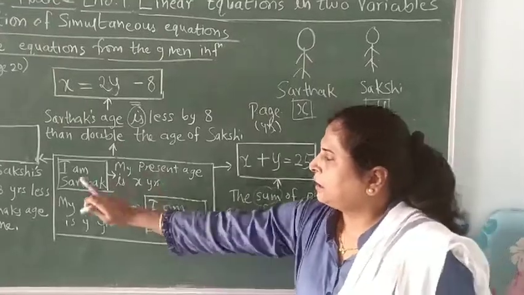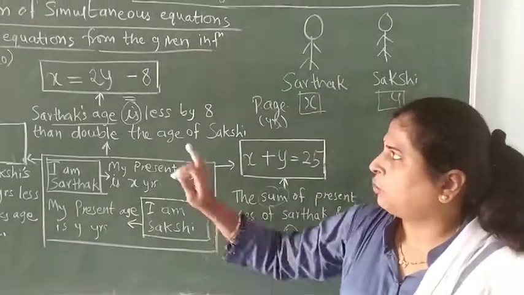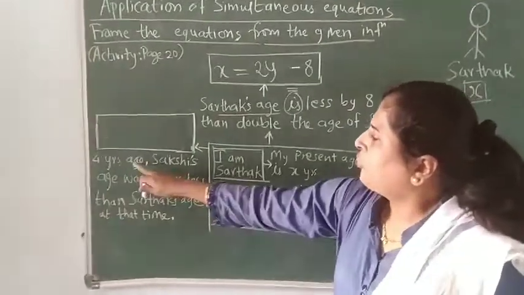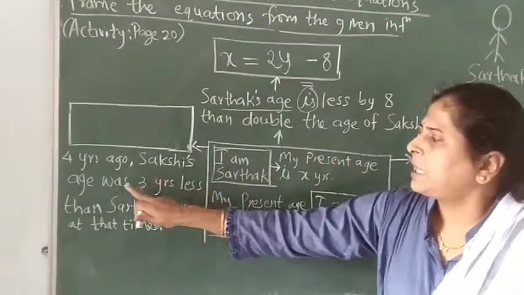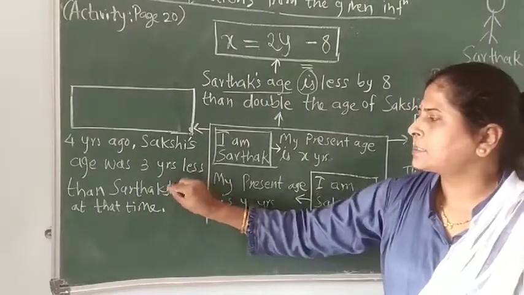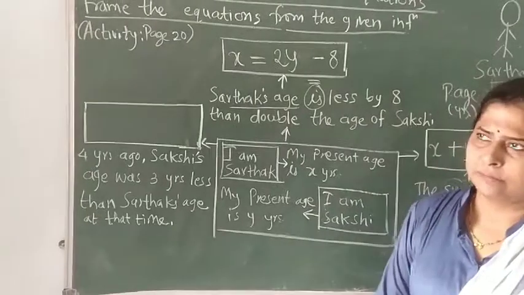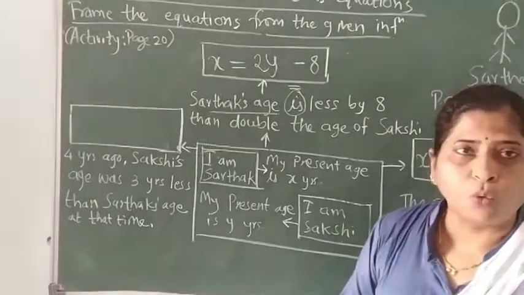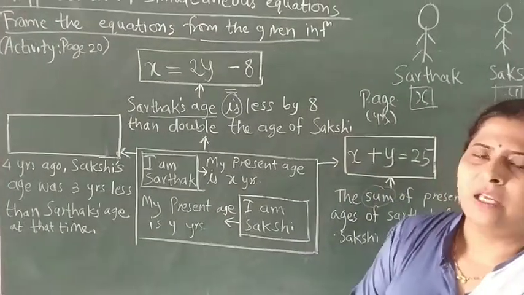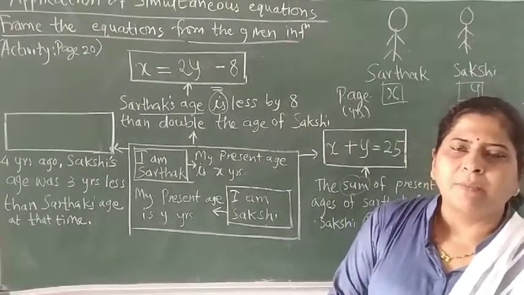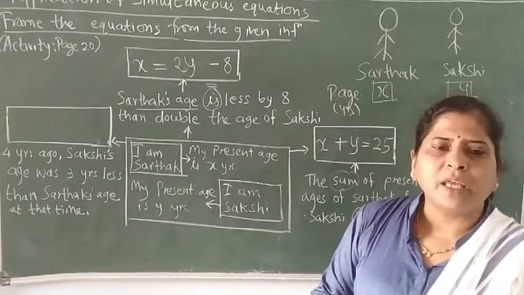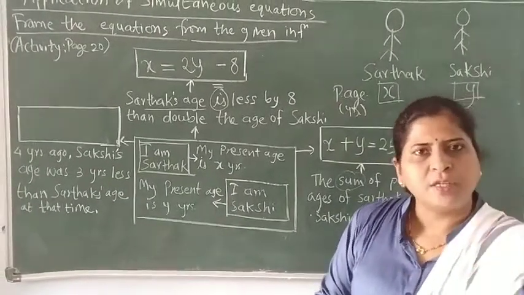But still, here we have one more piece of information from which we have to frame an equation. What is this? 4 years ago, Sakshi's age was 3 years less than Sarthak's age at that time. 4 years ago. The situation is given about 4 years ago. Now, what is your age today? Say my age today is 16 years. So what was your age 4 years ago?